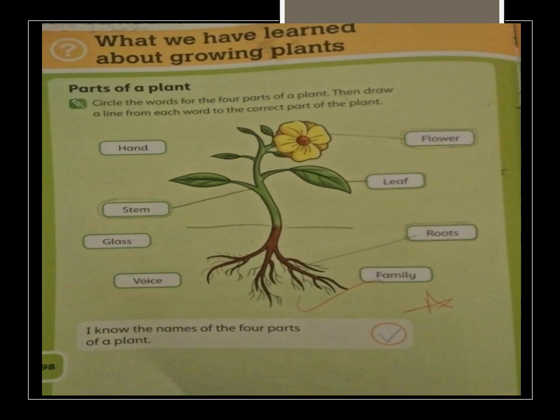So the first word which is given is hand. Is hand a part of a plant? No, hand is our part of body. It's not a part of a plant, so we don't have to circle it. Under hand we have a word stem, S-T-E-M. Is stem a part of a plant? Yes, you all know that stem is a part of a plant, so you have to circle stem or you can color it and then you will match it with the picture.